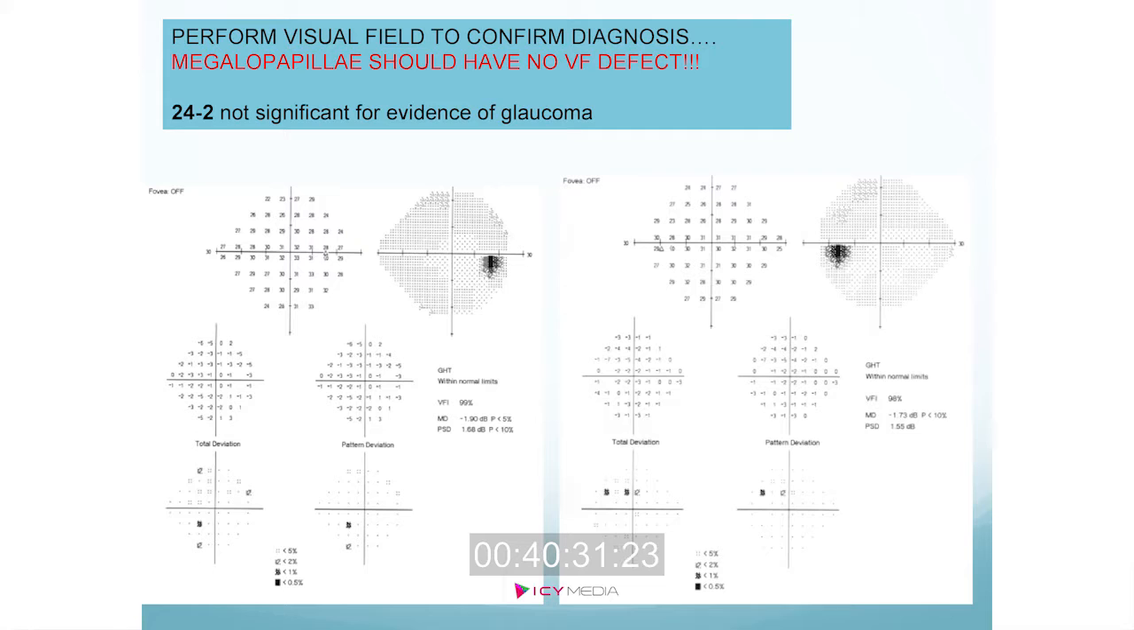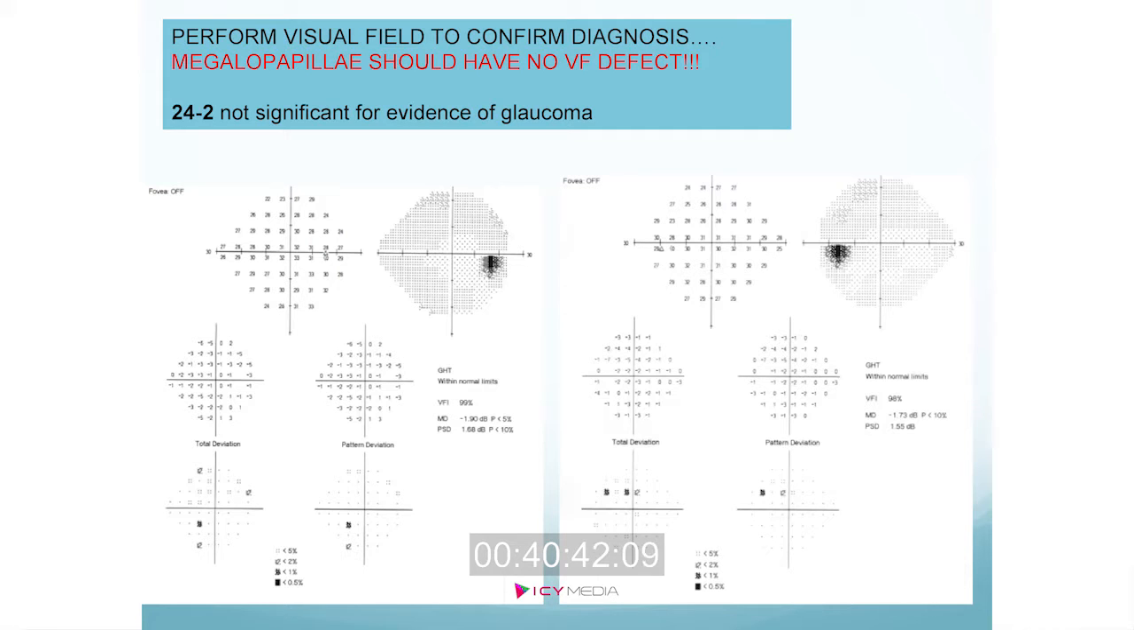So this patient definitely has megalopapillae, but let me stress to you that in megalopapillae, everything has to be normal. The visual fields have to be normal, the RNFL has to be normal, the GCC has to be normal, and that's not the case here, right? She has an abnormal GCC. So we can't ignore that. So what do we do? We start treating her, but wait a minute, we forgot one thing. Let's do her visual fields. Are they normal? Well, there's something showing up on the left eye, okay?